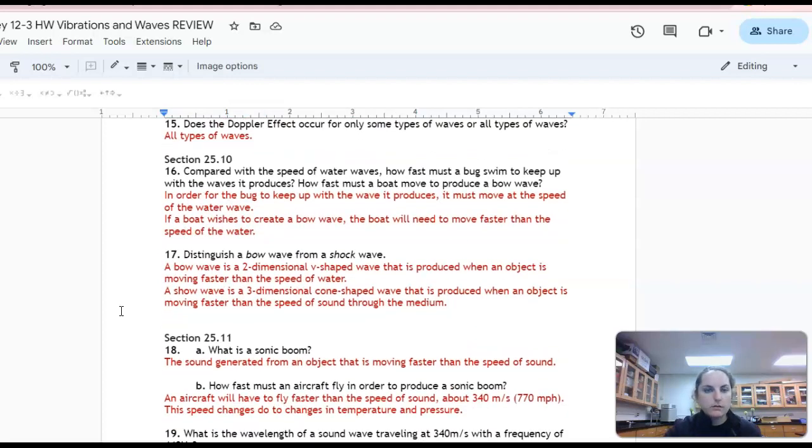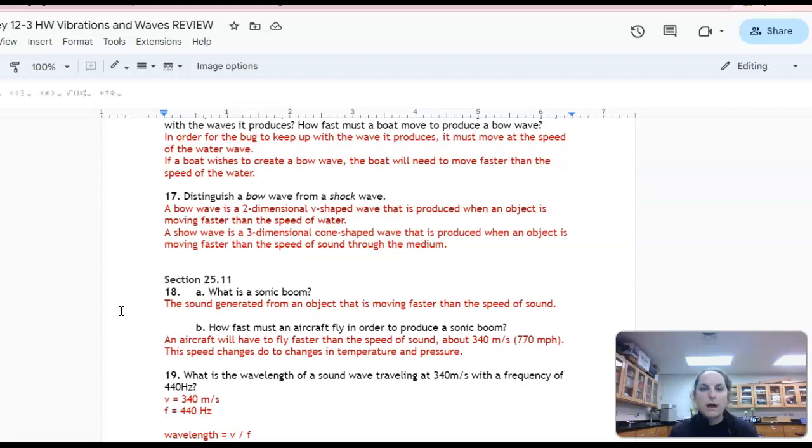All right. And so distinguish between a bow wave and a shock wave. A bow wave is a two-dimensional V-shaped wave that's created when an object is moving faster than the speed of that water wave. A shock wave is a three-dimensional cone-shaped wave that is produced when an object is moving faster than the speed of sound through the medium. We saw a couple of videos where we had jets that were moving faster than the speed of sound through air. We saw the airplane moving, and then we heard that sound. That would be an example of a shock wave.